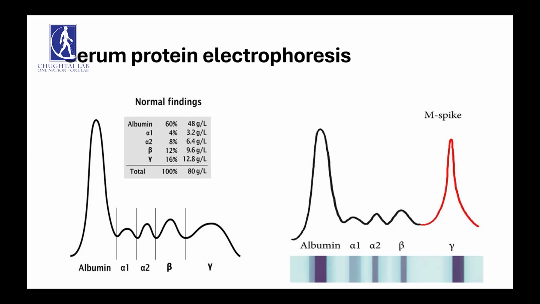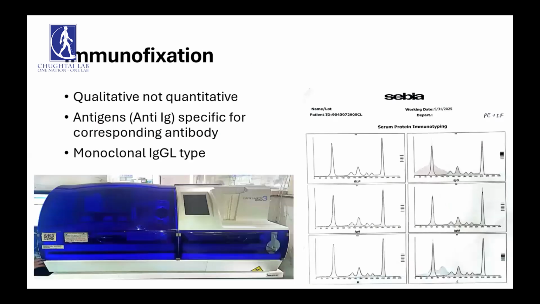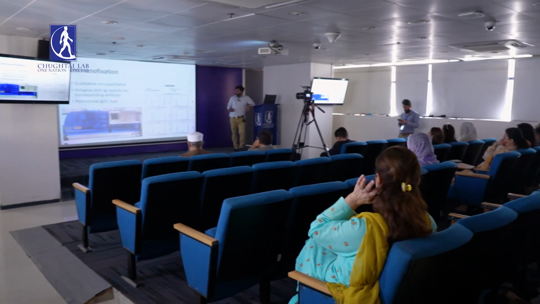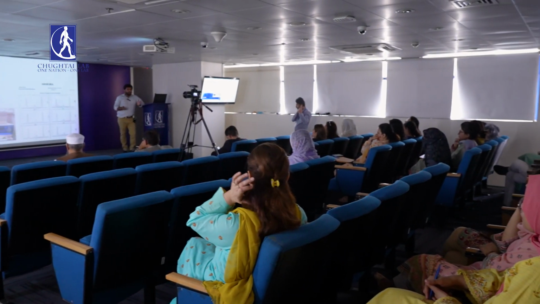So in order to identify the type of monoclonal protein that is present in our body, we need another type of test called immunofixation. Immunofixation is a qualitative test that tells us about the type of monoclonal protein present in our body. In immunofixation, we use anti-immunoglobulin G, M, A, kappa and lambda antibodies. Upon reaction with their specific corresponding antibody, we detect monoclonal proteins on the basis of their absorbance.